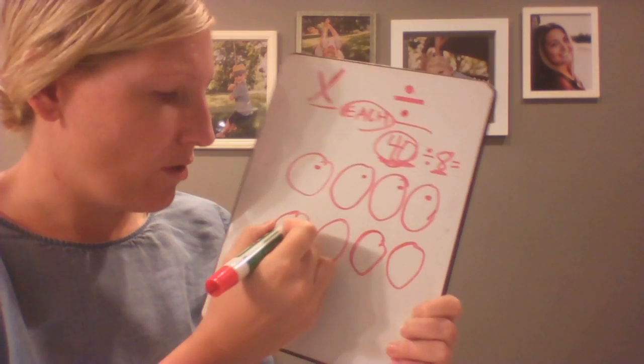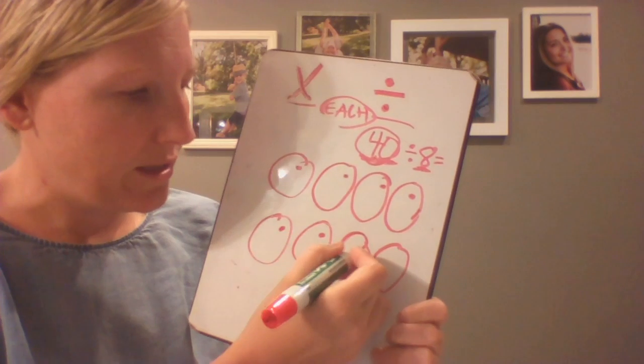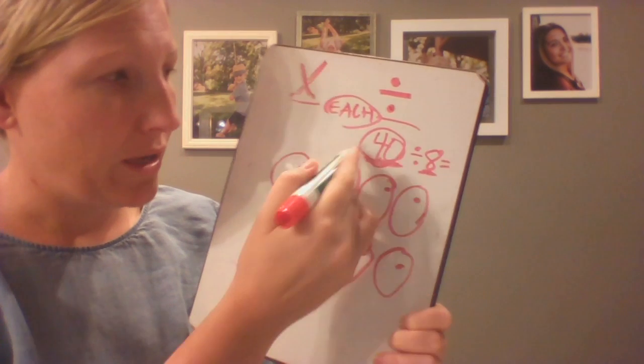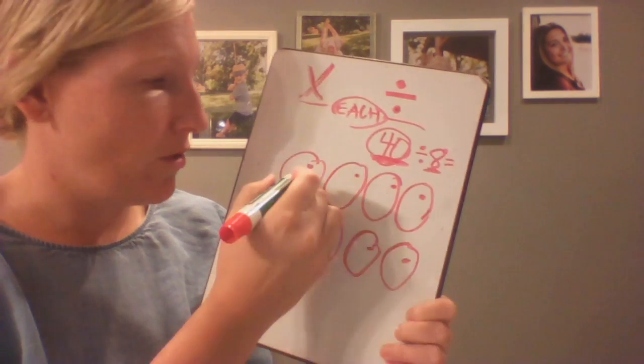So I have 1, 2, 3, 4, 5, 6, 7, 8. But I've got to hand out all 40, so I'm going to keep going.